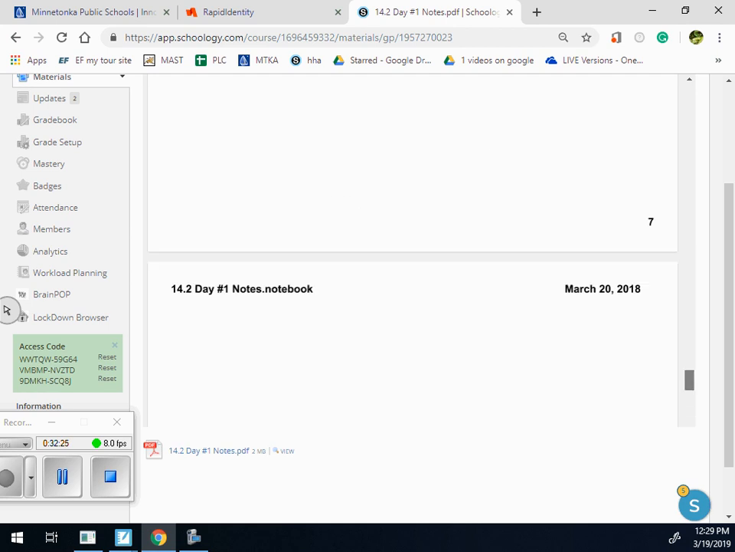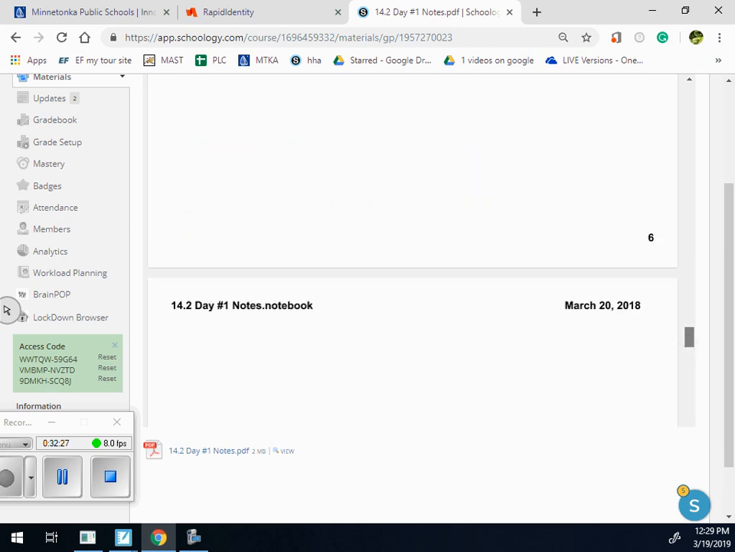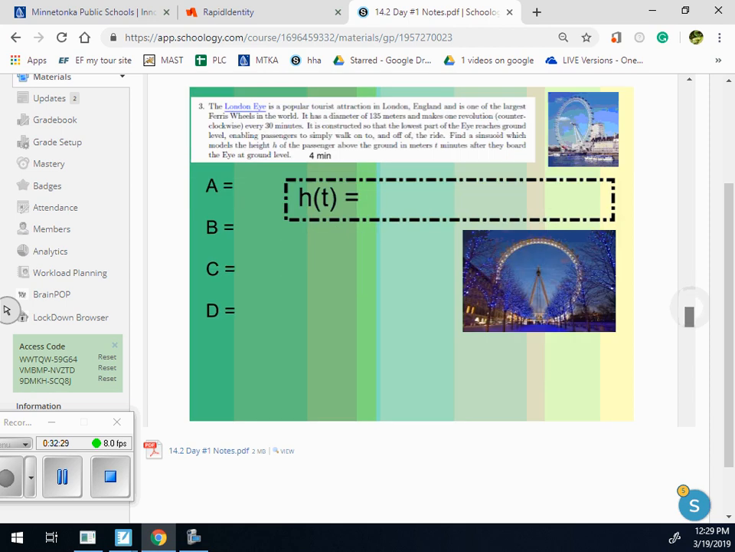The moon one, you can skip that one, and the London Eye question. And they called it h of t. I had said y equals before, but that's like f of x or y, and it doesn't really matter what you call it at the beginning. That's okay to use h of t or y equals.